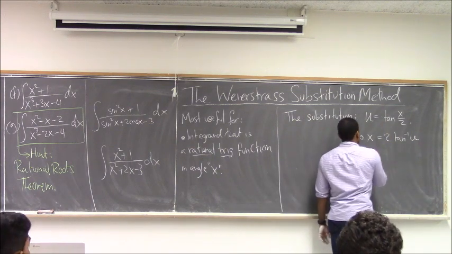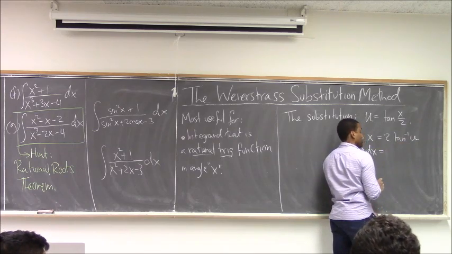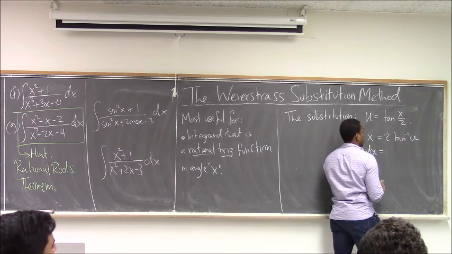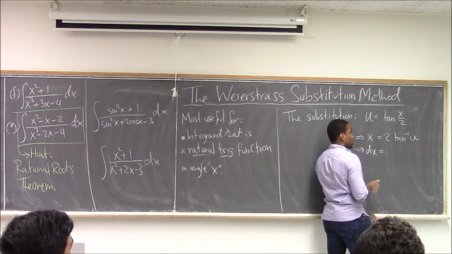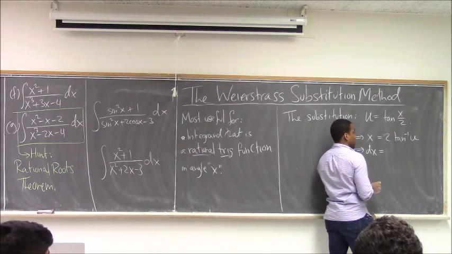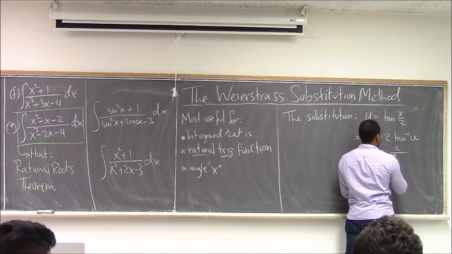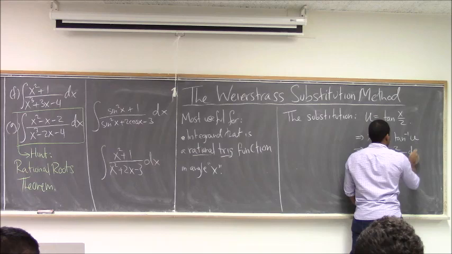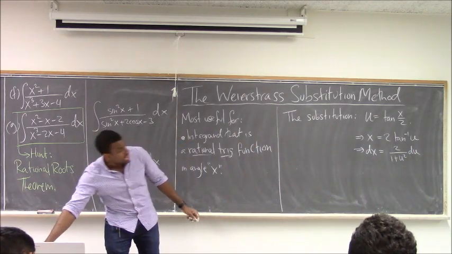Now I can differentiate both sides. Derivative of 2 tan inverse of u. Derivative of tan inverse of u is 1 divided by 1 plus u squared. So this is 2 divided by 1 plus u squared du. So that's the first important equation. I can replace my dx with that expression.